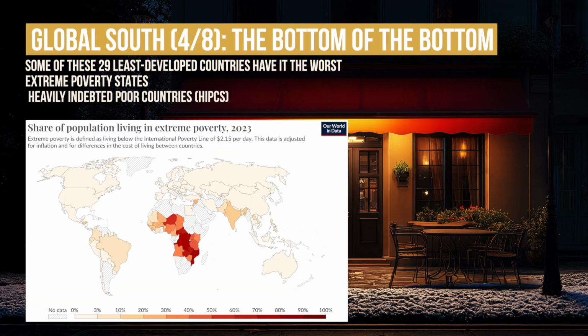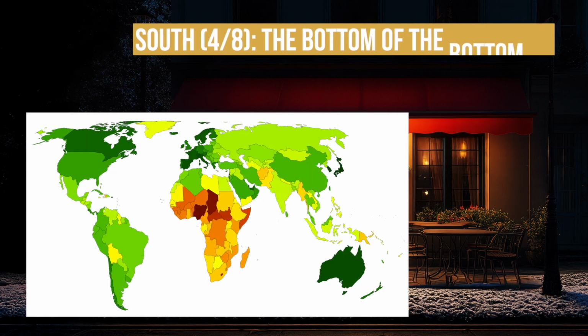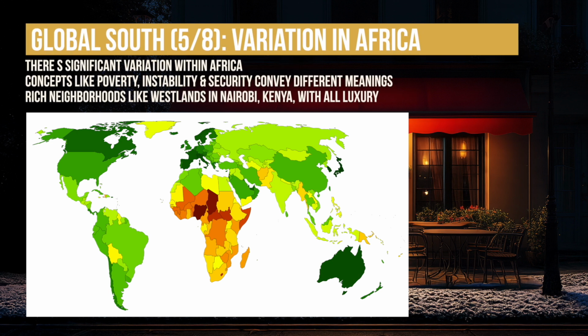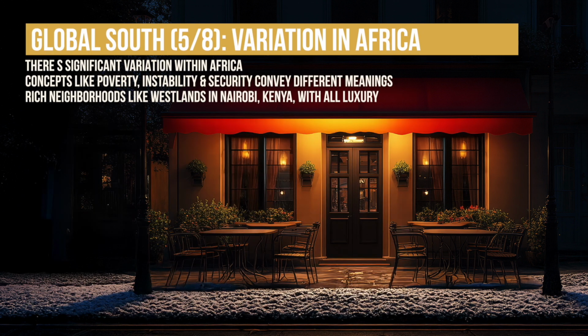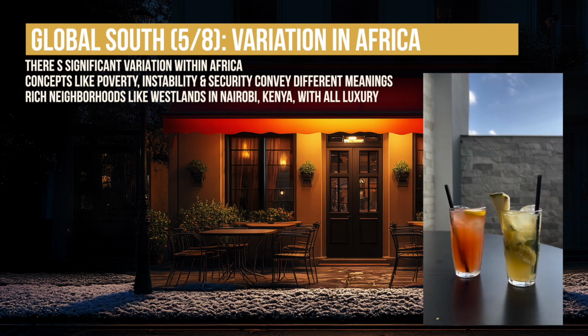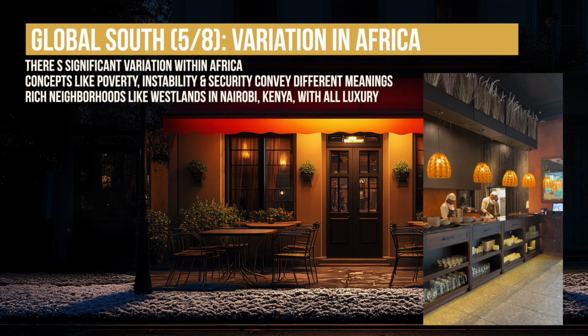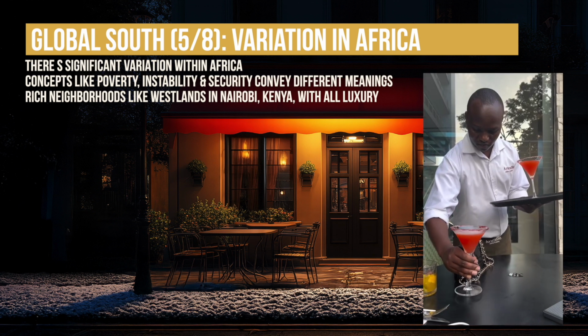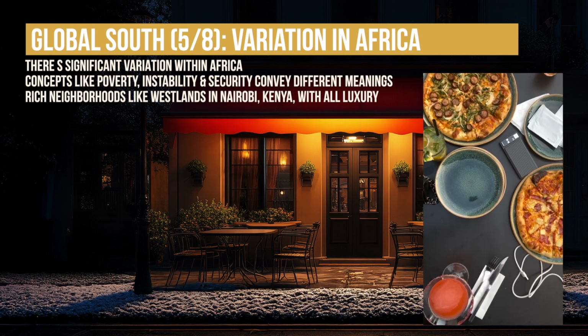Let's look at this map, for example. It's the global map of extreme poverty, and you see the colors get dense in certain regions of the global south once again. Or this map of life expectancy. Two things at this point. First, these maps demonstrate significant variation in Africa. And second, concepts like poverty, instability, and security convey different meanings. You can actually live a pretty good life in Nairobi, Kenya, if you have the means to do so, especially in a rich neighborhood like Westlands, Nairobi, with all its luxury cafes, eateries, and everything.